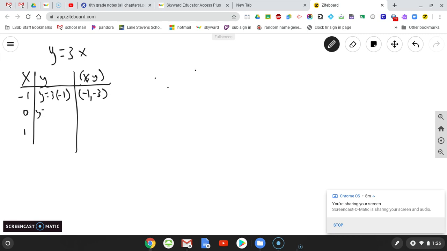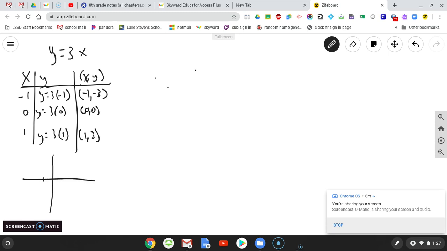If I plug in a 0, that means I have 3 times 0. 3 times 0 is 0, so that means I have the coordinate point 0, 0. And if I plug in a 1, I would have y is equal to 3 times 1, which is 3. So that'd be the coordinate point 1, 3. And then I can graph it.